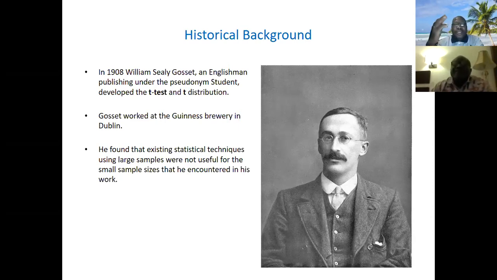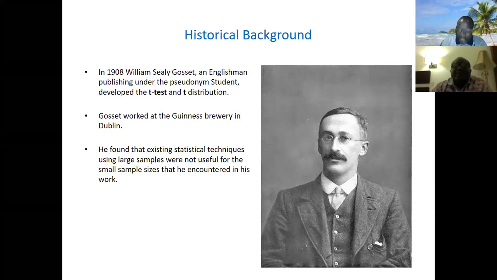So he was the one that discovered that when the sample size is very small, the Z distribution or Z test they were using would not be able to actually compare small samples. So he was the one that invented, or maybe discovered, the t distribution. Gosset worked at the Guinness Brewery in Dublin. Yes, Dublin is the capital of Ireland. He found that existing statistical techniques using large samples were not useful for the small samples that he encountered in his work.